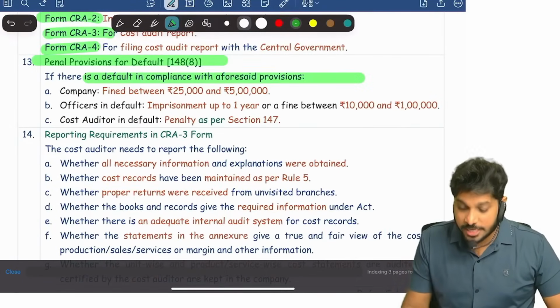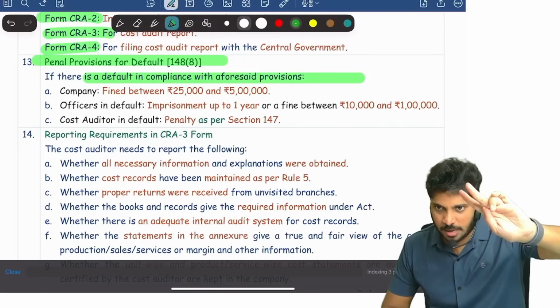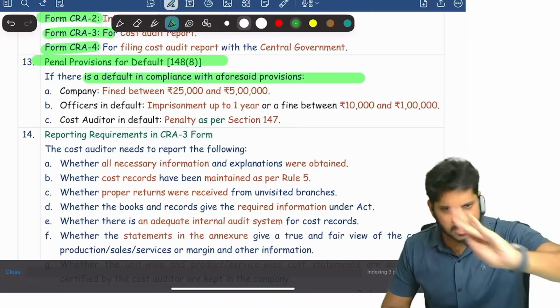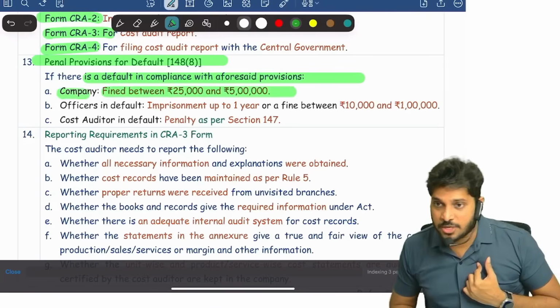If there is a default in compliance of the aforesaid provisions, cost records maintenance, cost audit appointment, procedure to comply with cost audit appointment, report submissions, in any of these provisions, suppose if you fail, for the company, the fine will be 25,000 to 5 lakhs.